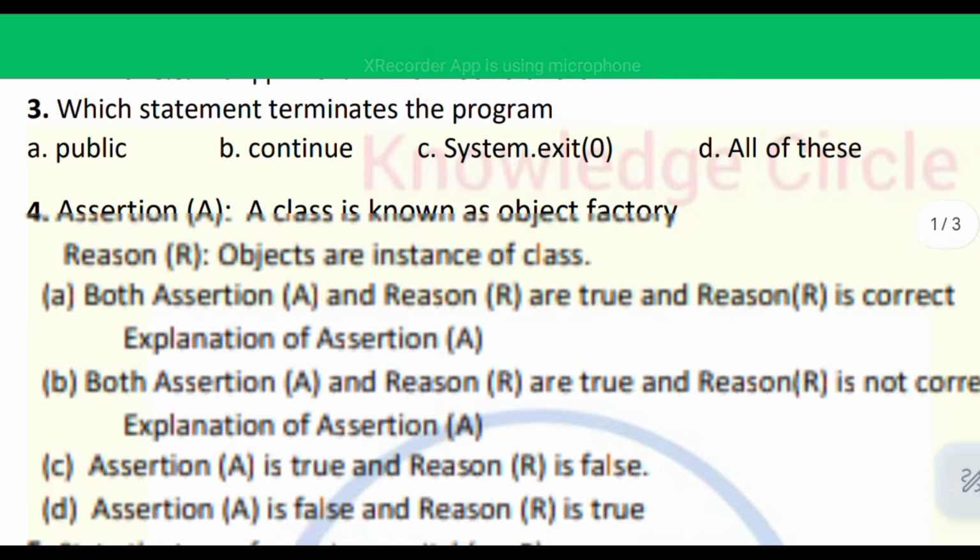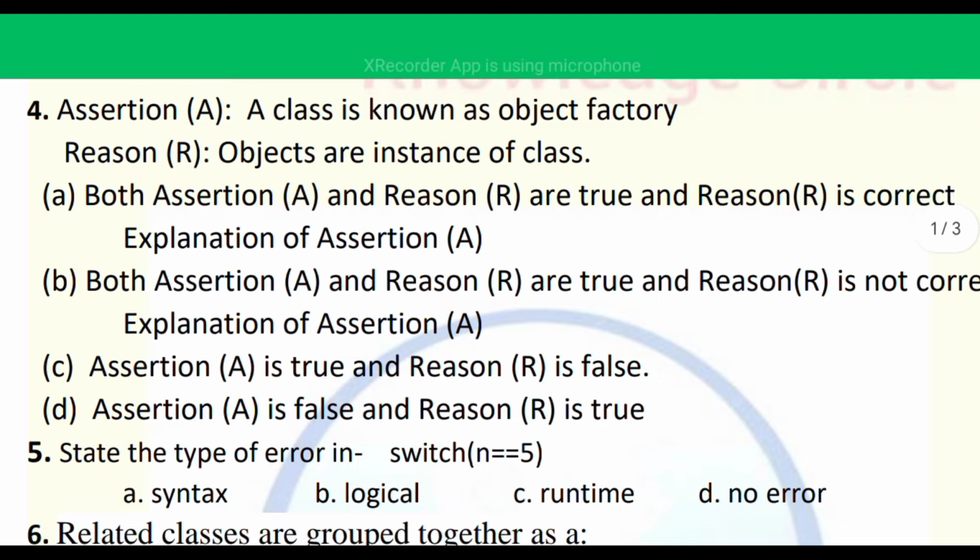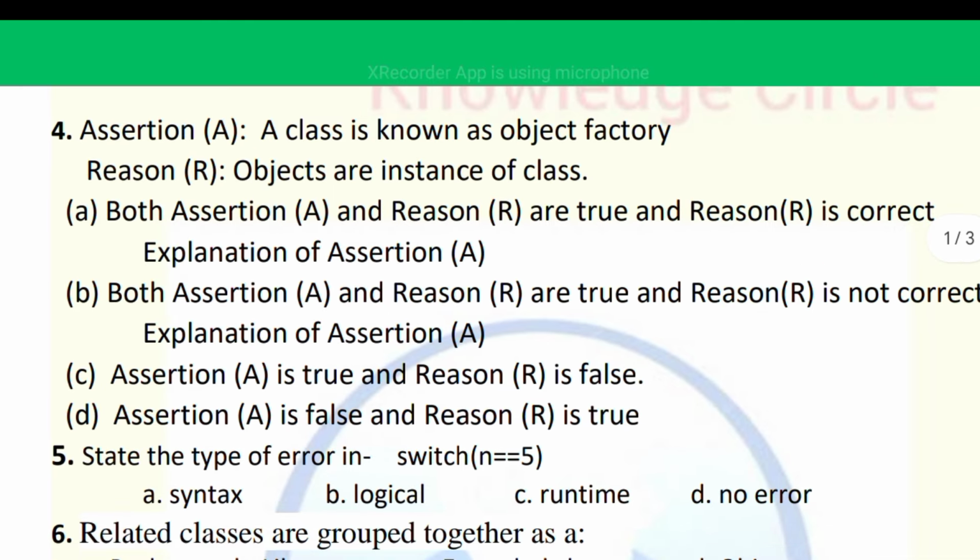Now we have one assertion reason question here. Assertion: a class is known as object factory. Reason: objects are instances of a class. So what will be correct? First is both assertion A and reason R are true, and reason R is the correct explanation. Second option is both are true but reason is not the correct explanation of assertion. Third is assertion is true, reason is false, and fourth is assertion is false, reason is true.